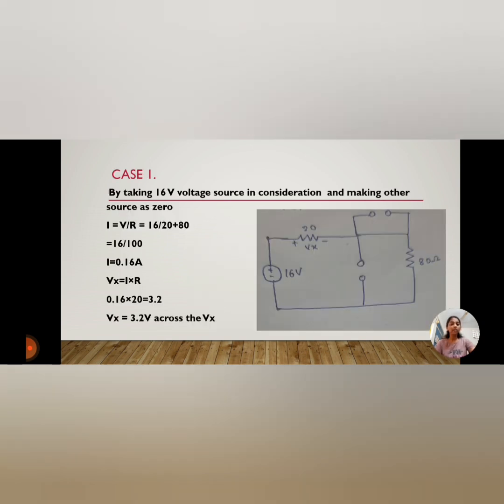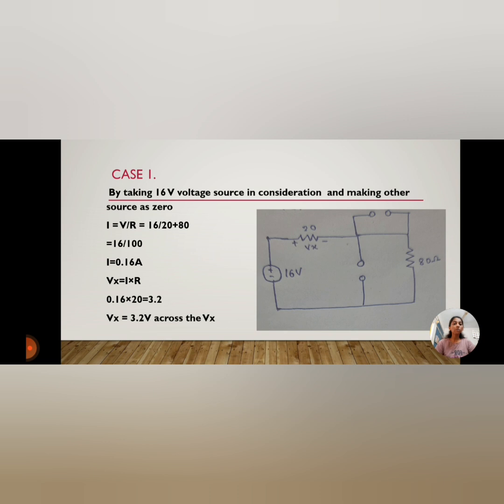To solve the problem, first take the 16 volt source into consideration and make the other sources 0. With the 16 volt source considered, along with the 20 ohm and 80 ohm resistors, the 3 ampere current source is open circuited and the 10 volt source is short circuited.